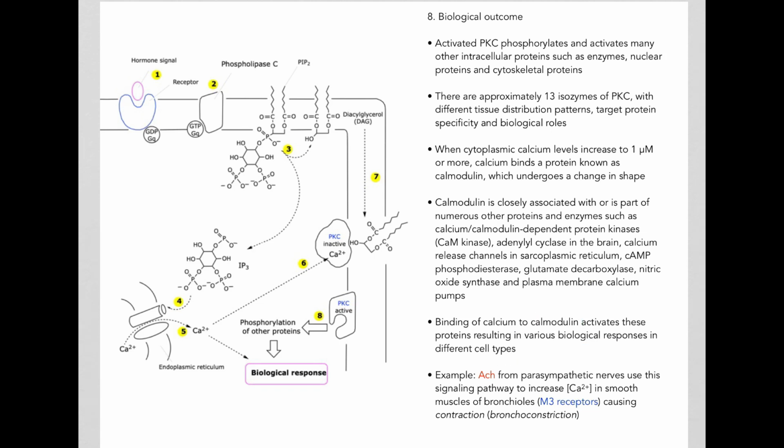So if this cell was the smooth muscle cell of a bronchiole, then what would happen is the binding of acetylcholine to the M3 receptor would lead to increased calcium concentration, and that calcium will cause the muscle cell to contract. And when the smooth muscle cells of the bronchioles contract, that will lead to bronchoconstriction.